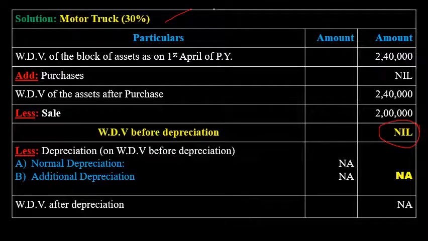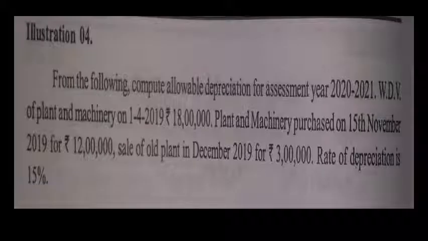It was sold in the previous year. The date of sale is not important. If it was with the SSC throughout the year, then you have to calculate the depreciation. So therefore the written down value before depreciation is nil. So depreciation is not applicable for the motor truck because it was not with the SSC. So that is about the case of the motor truck.